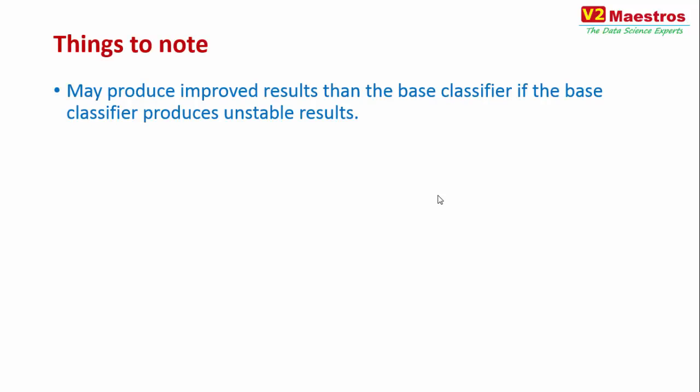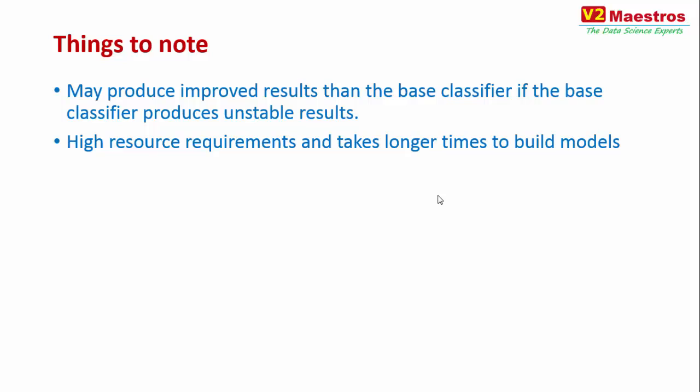Things to note about bagging is that it might produce improved results over the base classifier. The base classifier is the base algorithm, which you typically run only once, but in bagging you run the same algorithm many times on different data sets. If the base algorithm is providing unstable results, which is, you run the algorithm again and again on the same data set and it keeps giving you different results, in those cases bagging is a better option. You use the same base algorithm and then apply the bagging concept onto it. It has high resource requirements.